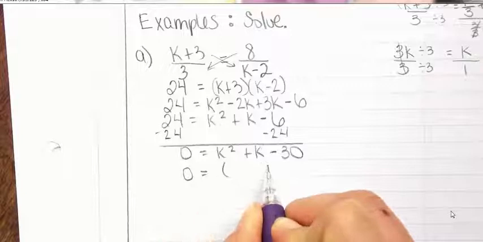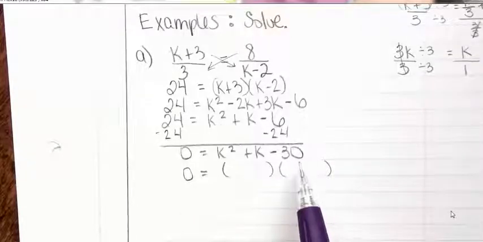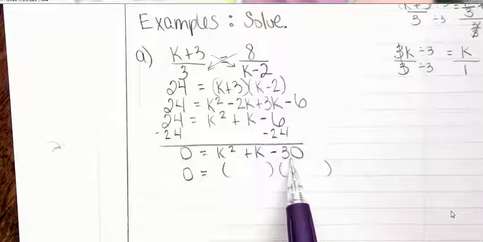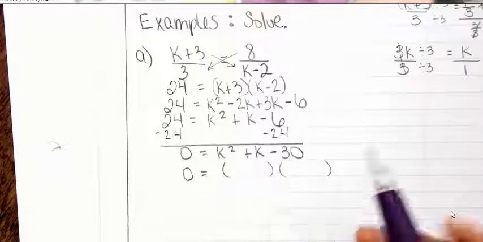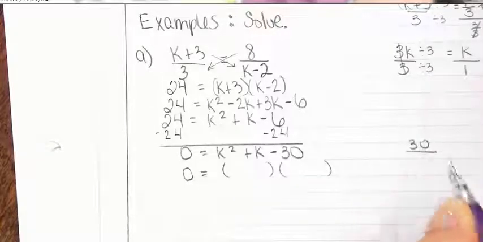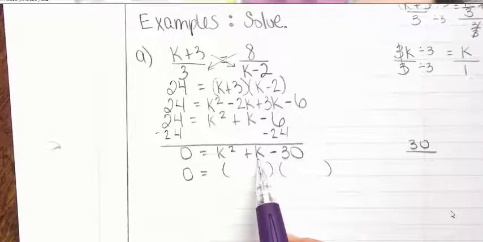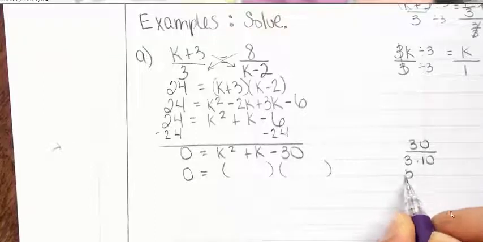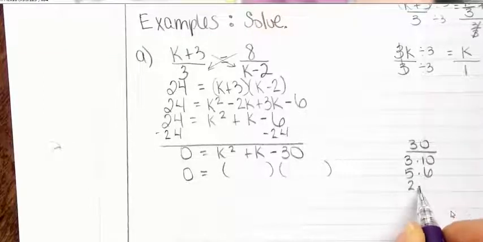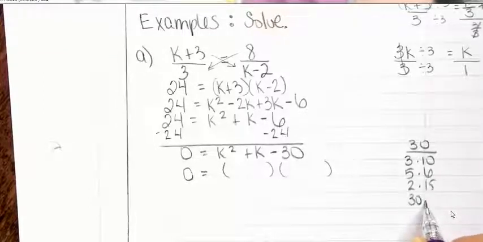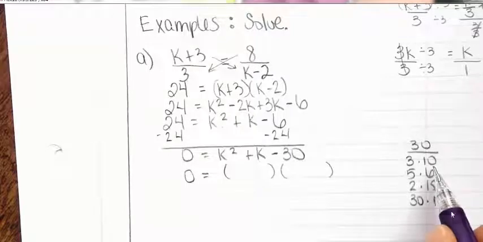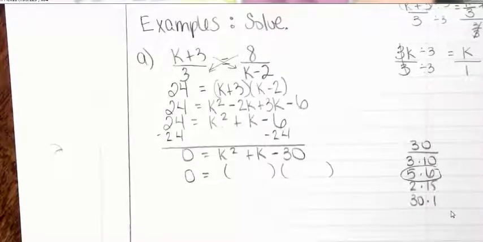Okay, so factoring this, luckily it's an easy kind. I don't have an a that's more than 1. So let's see, factors of 30 that'll basically add or subtract to give me 1. Well, factors of 30 are 3 and 10, 5 and 6, 2 and 15, 30 and 1. So which of these can I either add or subtract to get 1? That's correct. 5 and 6 are 1 apart.